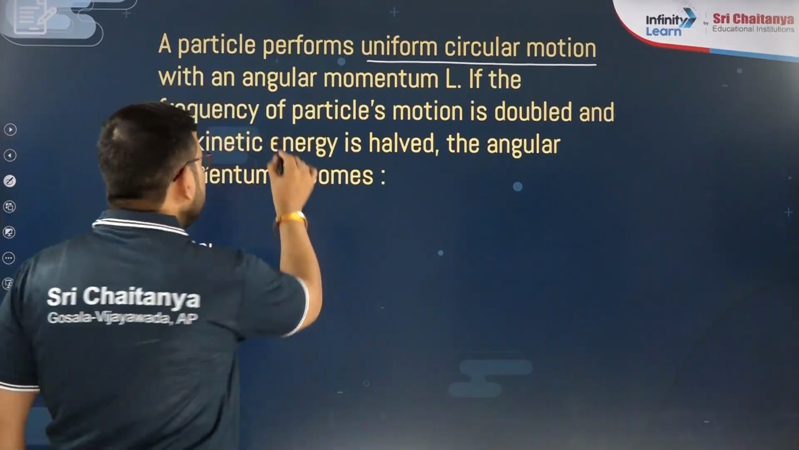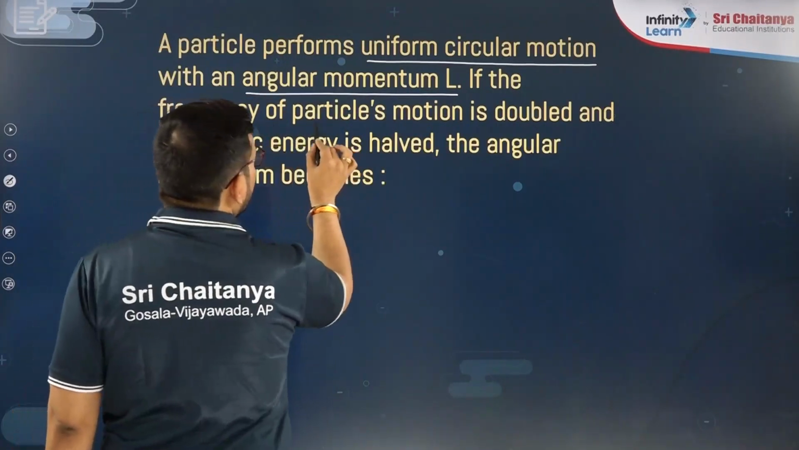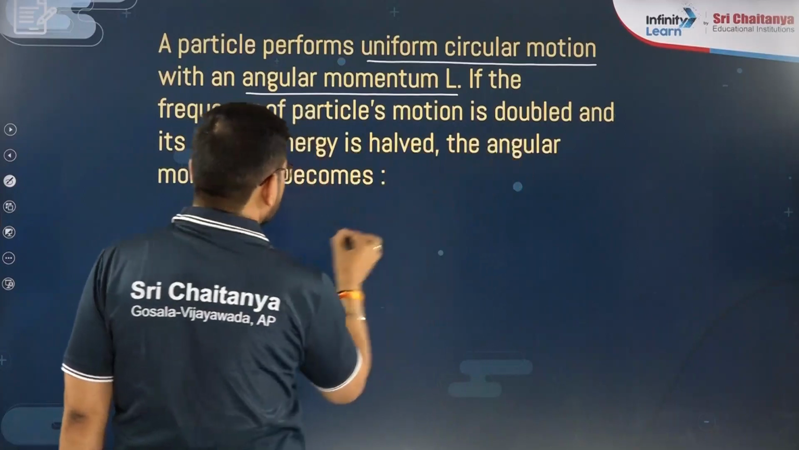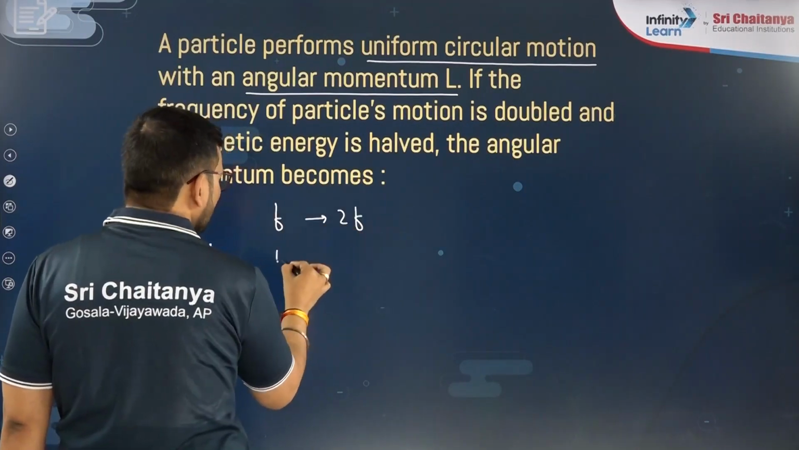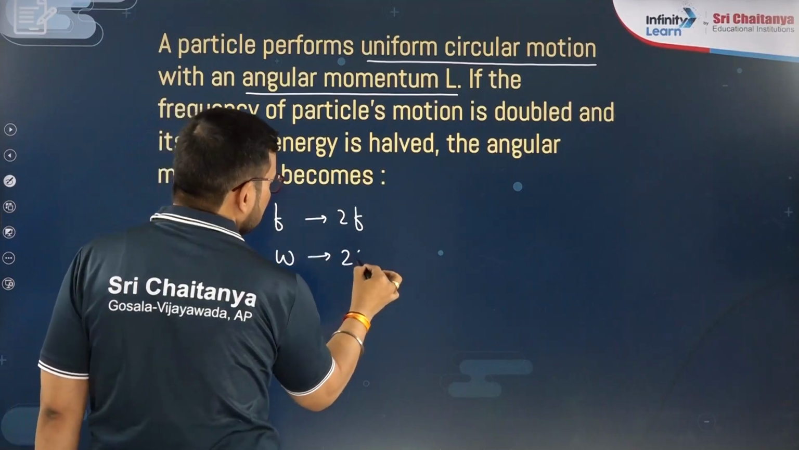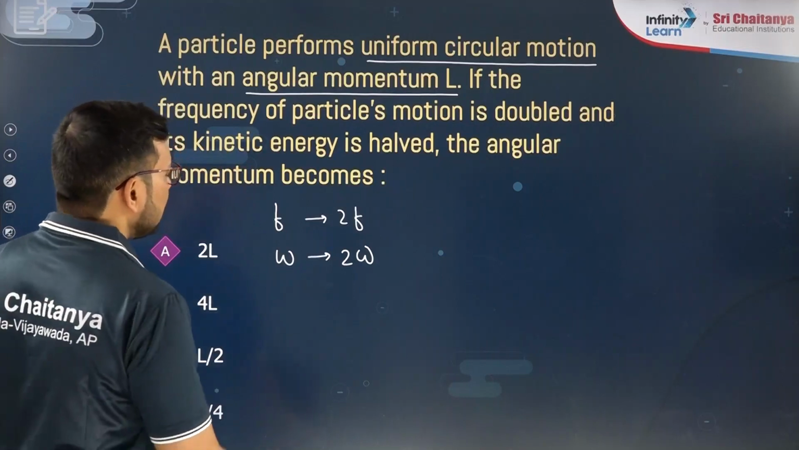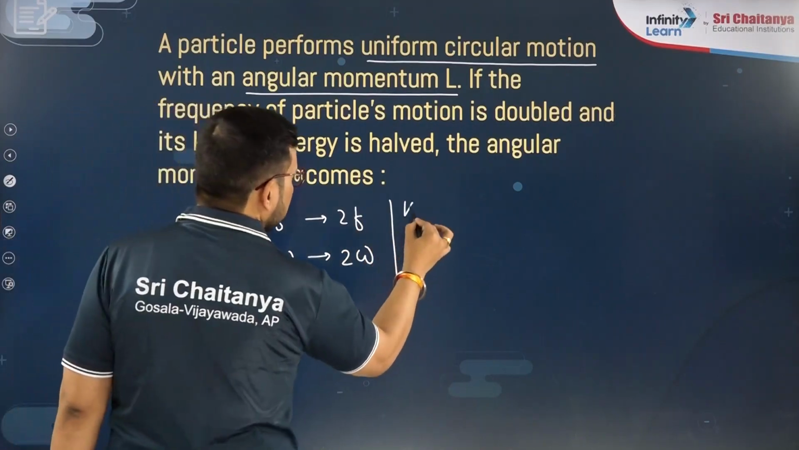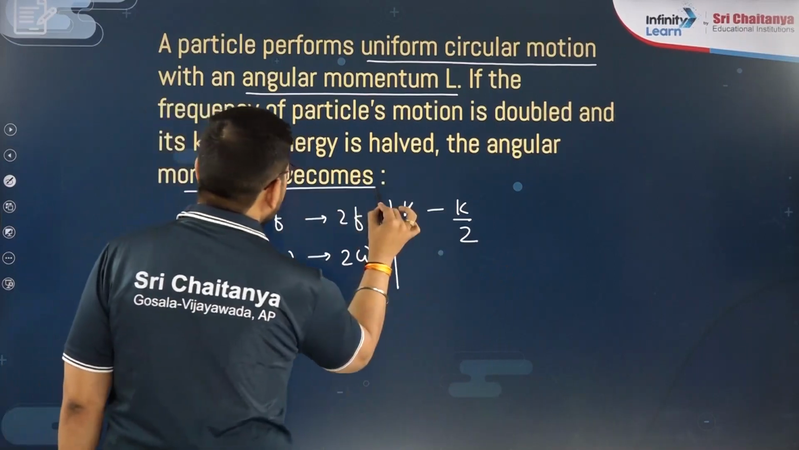So here angular momentum will be very much there if the frequency of particle motion is doubled. So F is becoming 2F, means omega is becoming 2 omega. And kinetic energy is halved. Kinetic energy is becoming K by 2. Then what is angular momentum?